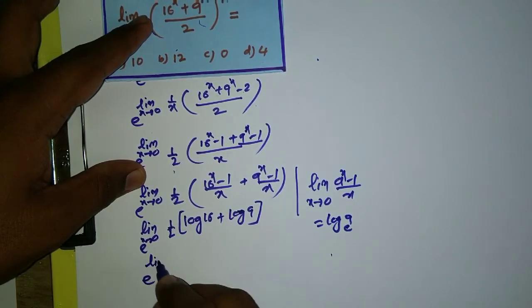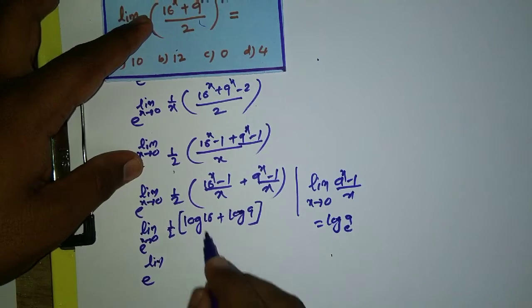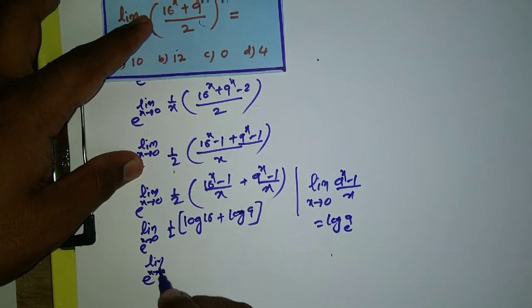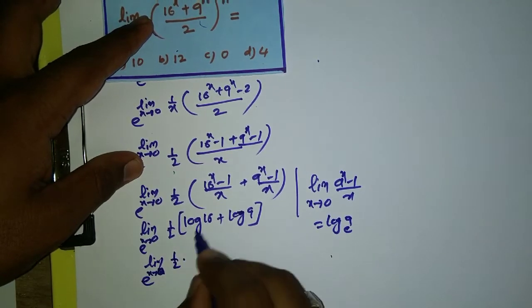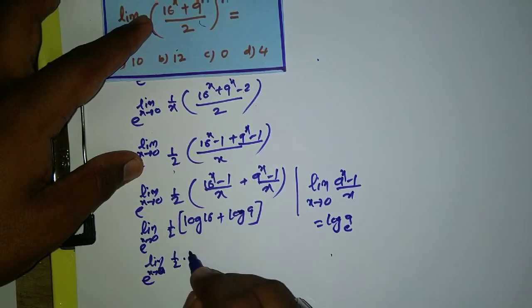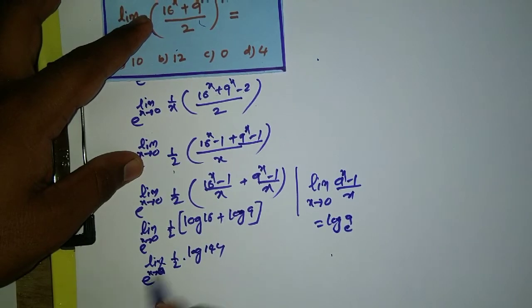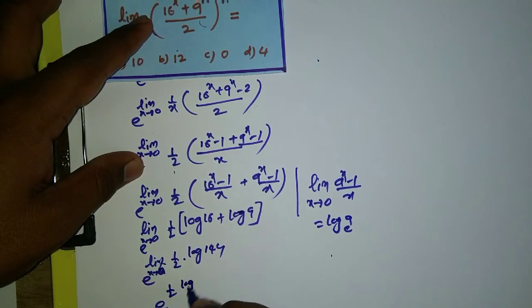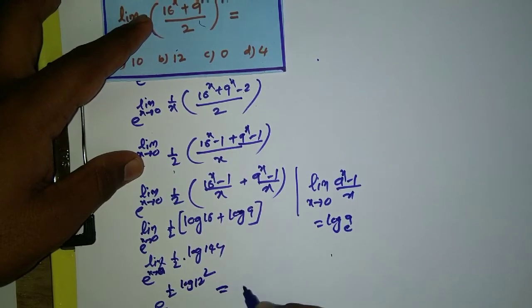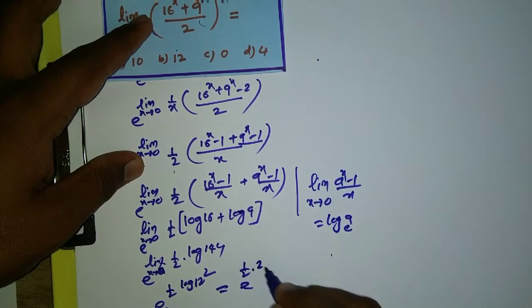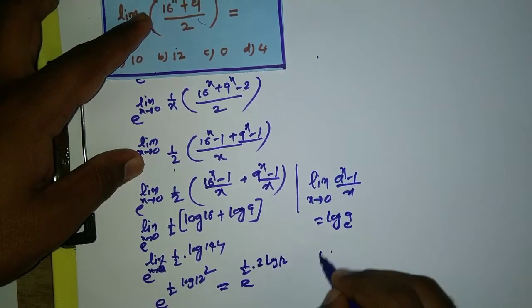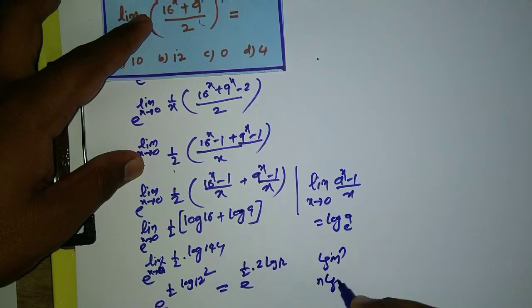E raised to limit I am writing here. Okay. So what will happen here? Limit x tends to 0, 1 by 2. Log a plus log b, nothing but log ab. Log 16 into 9, nothing but log 144. Here you don't have any x part. Simply remove the limit part here. E raised to log 144, I am writing as what here? Log of 12 square. E raised to 1 by 2 log 12 square. This 2 will come here as a coefficient, 2 log 12, because log m raised to n is what here? N log m here.